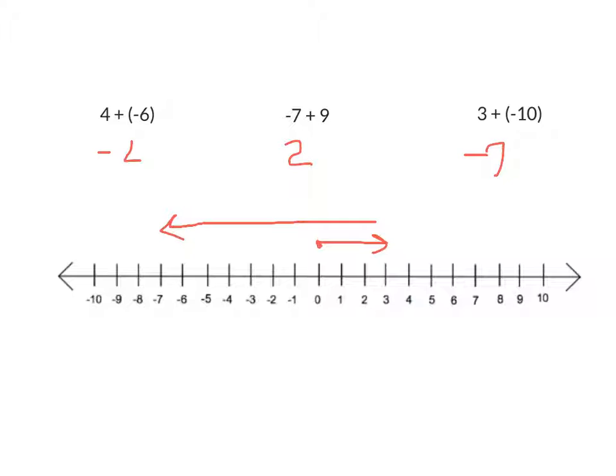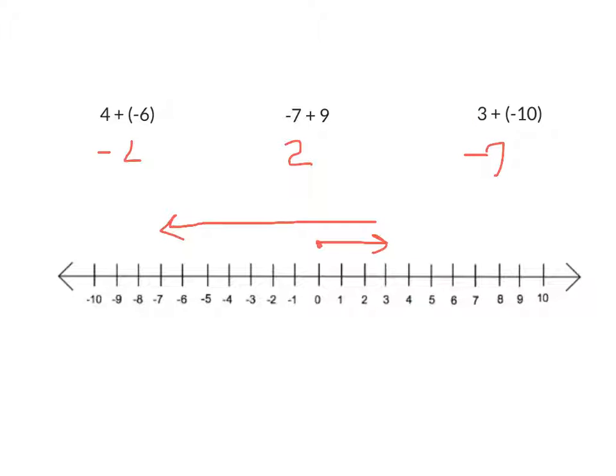Now when we look at the sum of our two addends, it's actually the difference of our two addends. So if I take 6 minus 4, 6 minus 4 would be a 2. 9 minus 7, the difference would be a 2. And 10 minus 3, the difference would be 7.